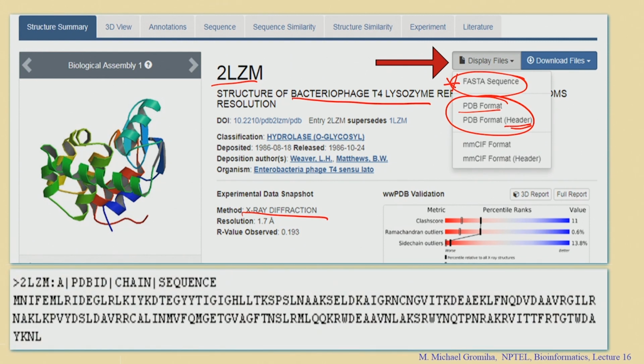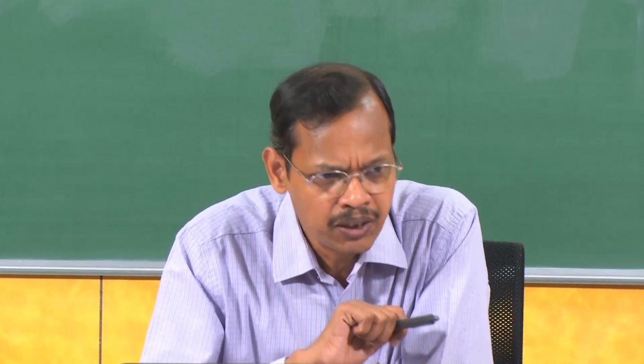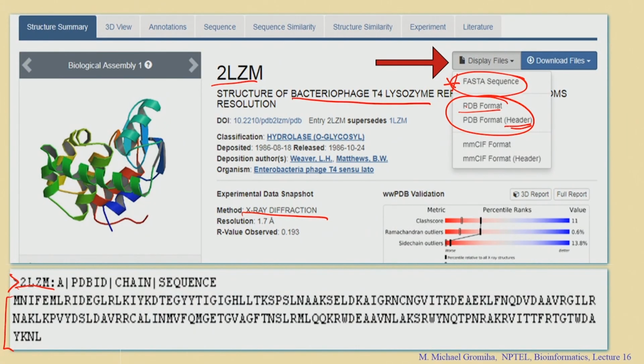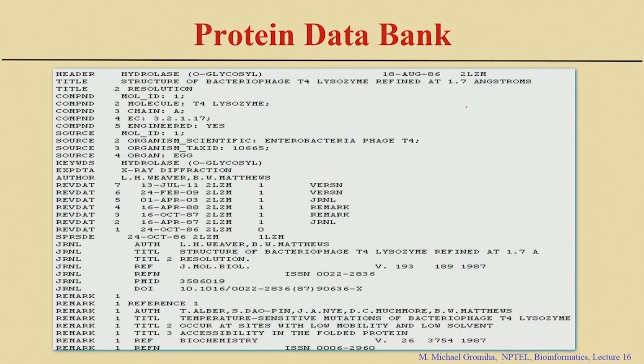Okay, here this is the 2LZM, right, this is the FASTA format, and here you start the amino acid sequence from here to here, 164 amino acid residues. You can get the sequence in FASTA format. If you want to have all the details of that particular protein, you just click on the PDB format, right. So, when you click on the PDB format, you can get the information.